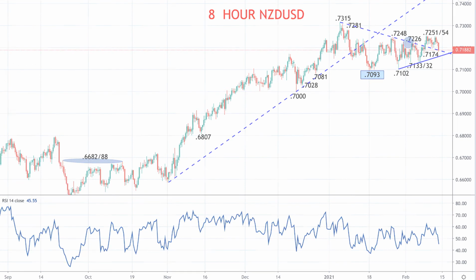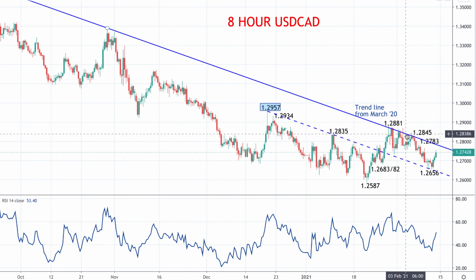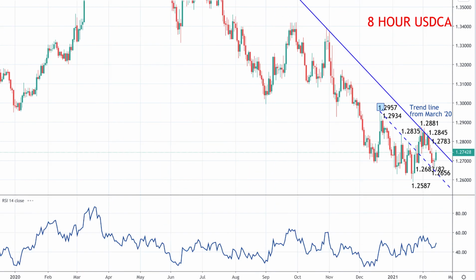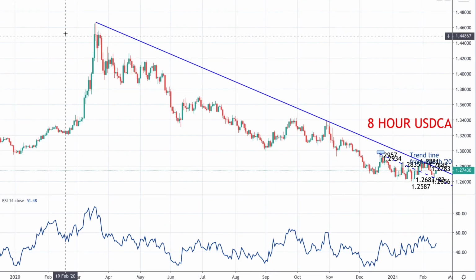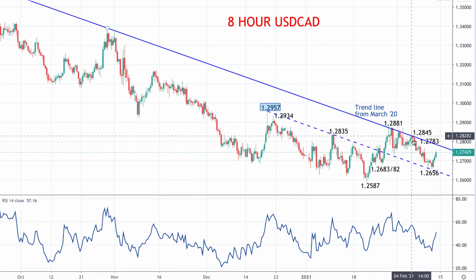And finishing off with our risk currencies, we're going to take a look at the US dollar, Canadian dollar. The US dollar, Canadian dollar has been prodding up at this downtrend line. This is a long-term downtrend line that goes back to March 2020. You'll see that if I switch to the daily chart, it goes all the way back to March 2020. But flipping back to the 8-hour chart, you see the market reluctant to really push above that.